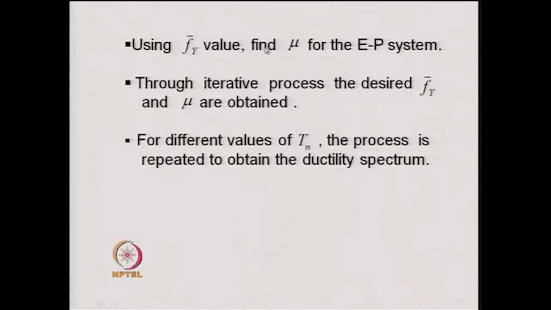And if we find that the value of mu that we have interpolated and the value of mu that we are obtaining from equation 6.38 are the same, then we say that a convergence has taken place. Otherwise, through an iterative process, we find out the values of f bar y and mu. So, through some iteration process, one can get a value of f bar y corresponding to a given mu value.